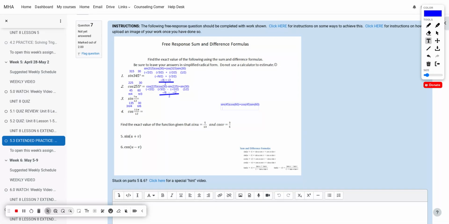So anyway, sine of 45, that is square root of 2 over 2. And then cosine 60 is 1/2, plus cosine 45 is also square root of 2 over 2. And sine of 60 is square root of 3 over 2.